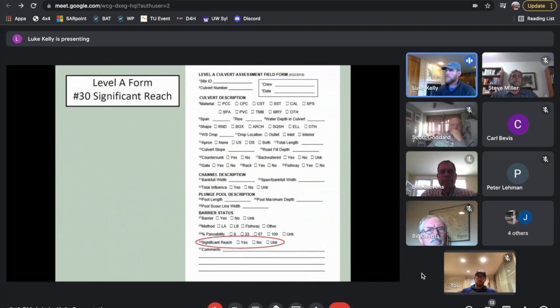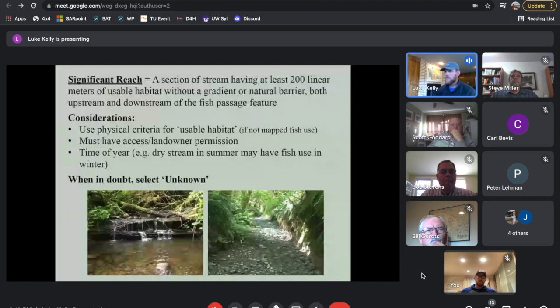And significant reach is defined in the protocol as a section of stream having at least 200 linear meters of usable habitat without a gradient barrier or natural barrier, both upstream and downstream from the fish passage feature. Of course, 200 meters upstream and downstream will need to have landowner access.